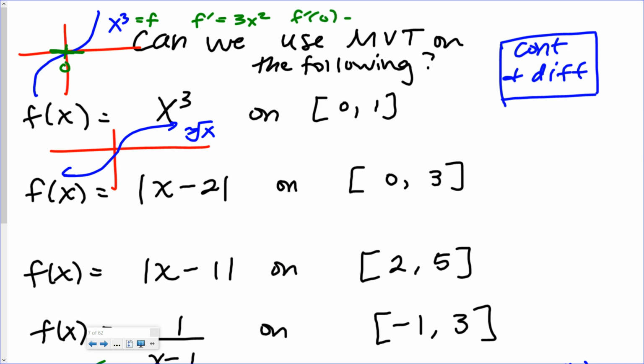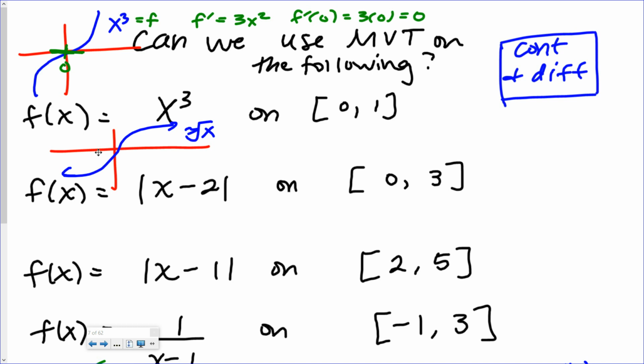F prime at 0 is going to be 3 times 0, which is 0. Okay, if your slope is 0, you're going to have a relative max, a relative min, or a horizontal tangent line. How do you know that? Because slope of 0: relative max, relative min, horizontal tangent line. Okay, I'll be the first to admit I'm not a good horizontal tangent line.